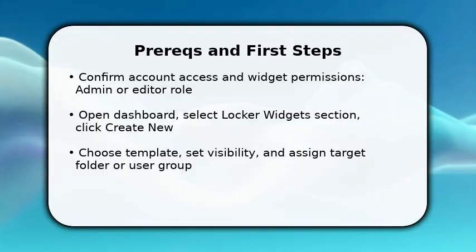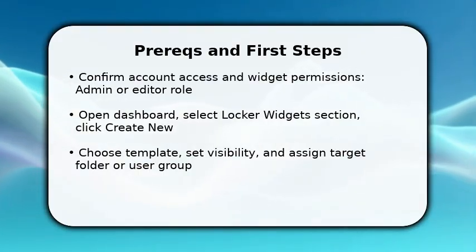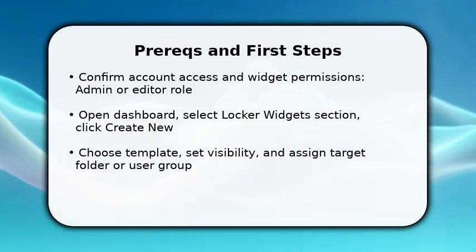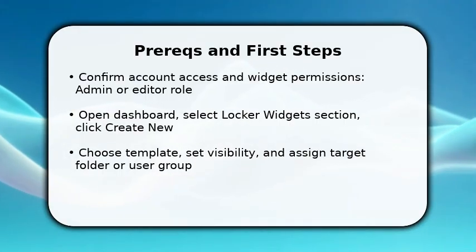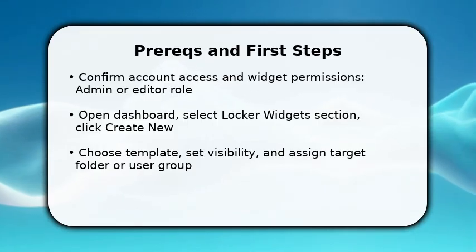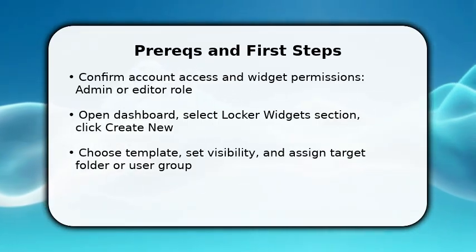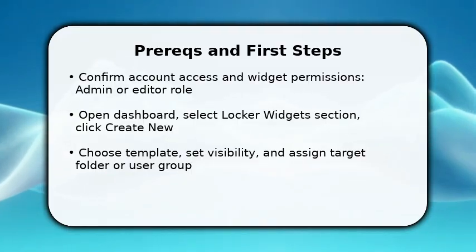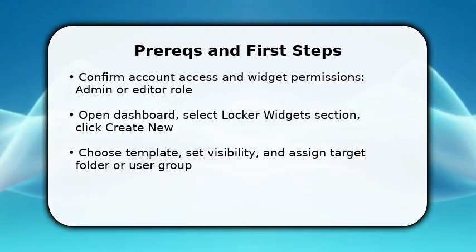You start by confirming you have the right permissions, otherwise you cannot publish a locker widget. Once you have admin or editor access, open the dashboard and go straight to Locker Widgets. Click Create New, pick a template that matches your use case, and set basic visibility. Make sure to assign a target folder or user group before moving on. This establishes who will see content and enforces rules from the outset.